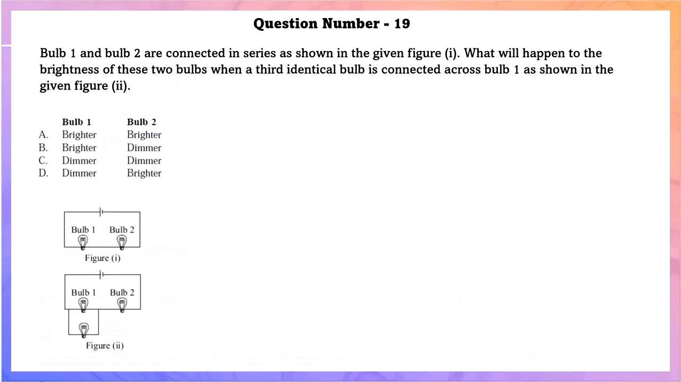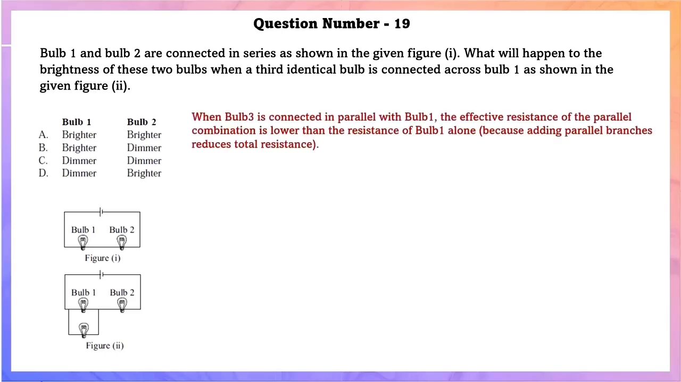Question number 19. Bulb 1 and bulb 2 are connected in series as shown in the given figure. What will happen to the brightness of these two bulbs when a third identical bulb is connected across bulb 1 as shown in figure 2?